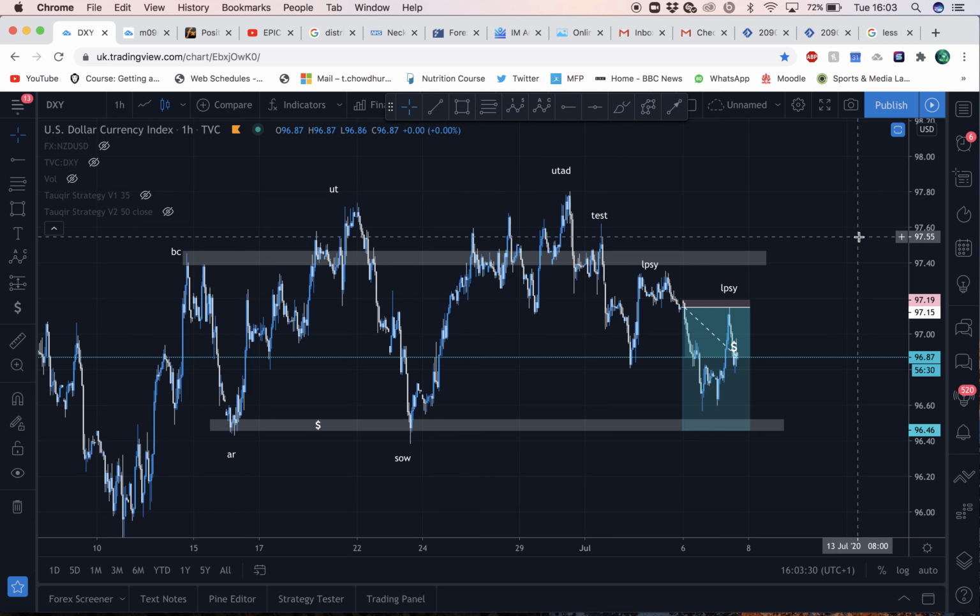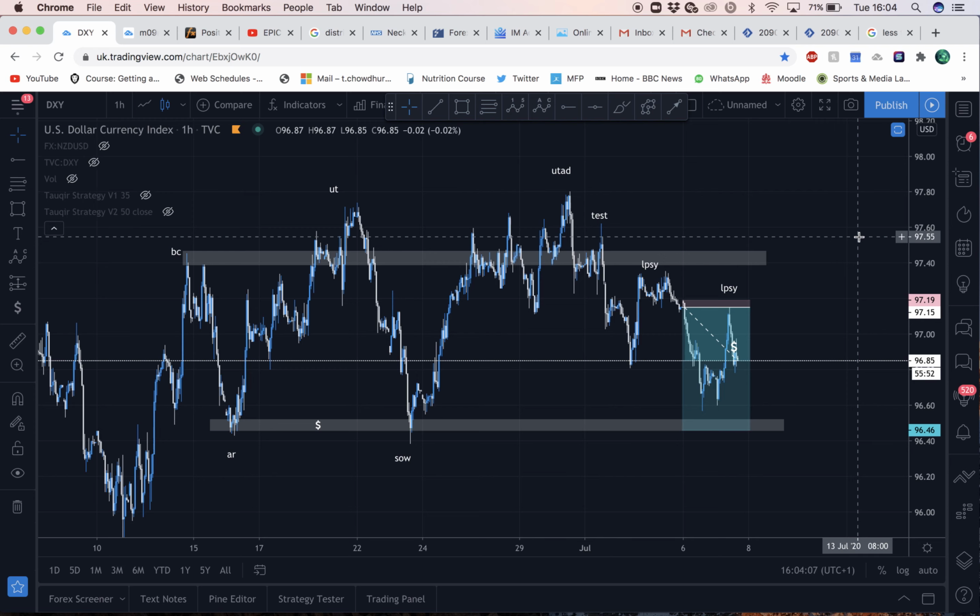For example, over here we've got the DXY, also known as the US dollar currency index, which is a measurement of the US dollar's strength or weakness. As DXY goes up, the value of the dollar goes up. As DXY goes down, the value of the dollar goes down. Any pairs that contain the US dollar are either correlated or inversely correlated with the DXY. USD/CAD and USD/CHF are almost identical to the DXY, and anything inversely correlated, like EUR/USD, AUD/USD and GBP/USD, is completely opposite to the US dollar index.